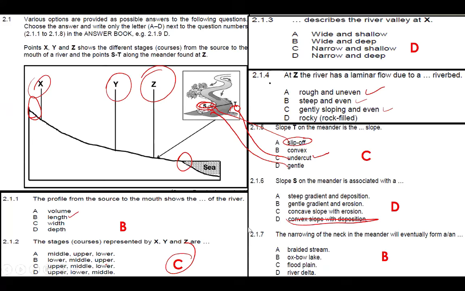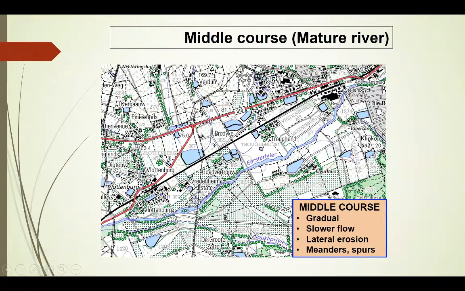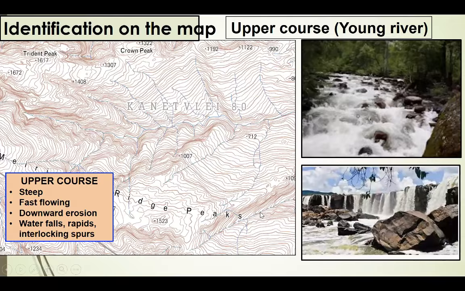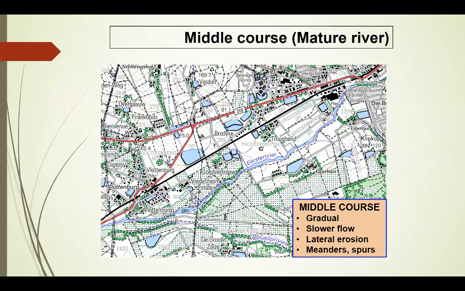Okay, let's move on to the next question now. This is a map showing the river in the upper course. This is what we call rapids, and this is what a waterfall is. So these are the features that you're going to find in the upper course of the river. You can see the contour lines are very close to each other, indicating that the gradient is very steep. And this is the middle course of the river. You can see now the contour lines are far from each other, indicating that the gradient is gentle there.